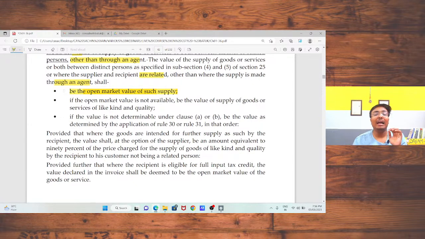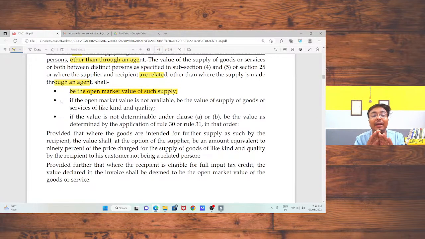Just take an example. I had transferred one computer to my branch office situated in Gujarat. In that case, first I need to check what the open market value is. Okay, assume the open market value of that system is 30,000 rupees, and I am transferring that product for 50,000 rupees. In that case, I need to pay the tax on 30,000 rupees, because I need to check the open market value. Okay, because this is the concept of a related party and related person.